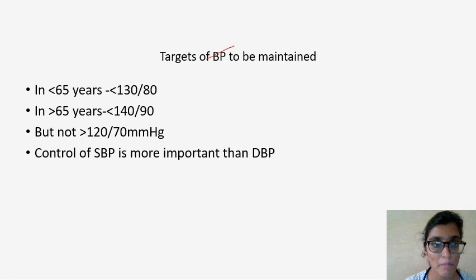Targets of blood pressure to be maintained: in those less than 65 years, it is less than 130/80; in those greater than 65 years, it is less than 140/90, but not lower than 120/70. Systolic blood pressure is more important than diastolic blood pressure.